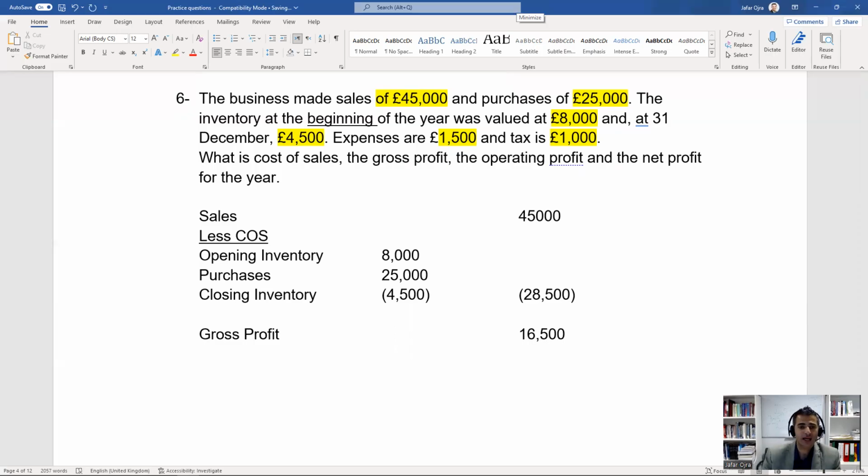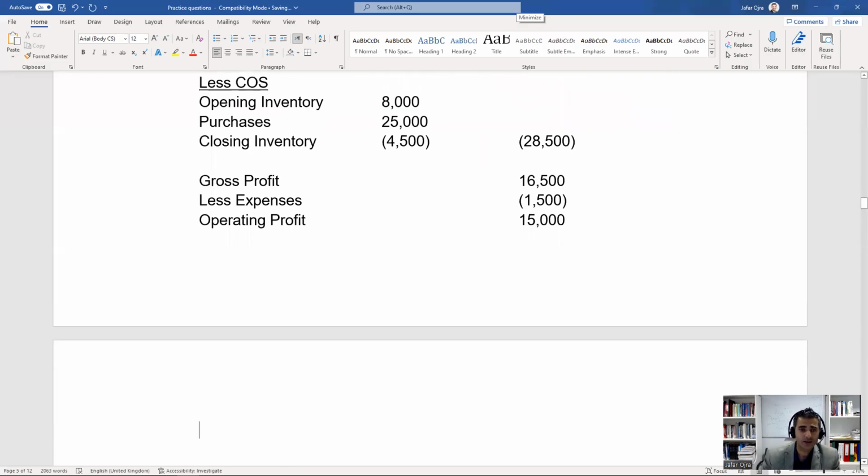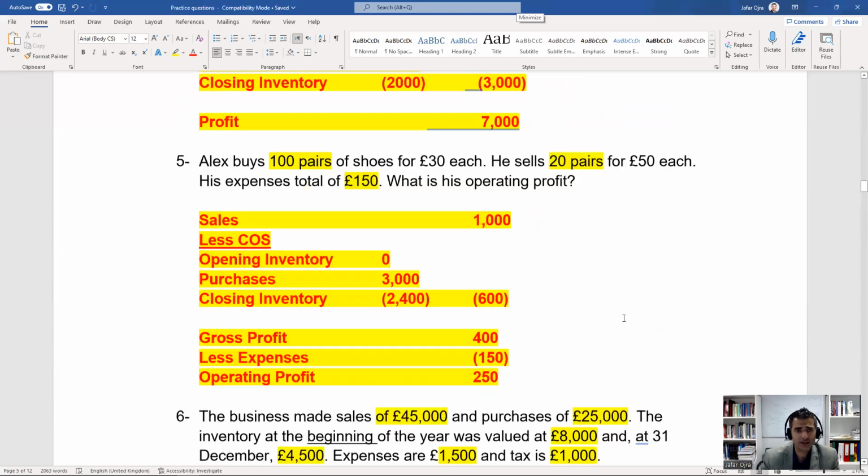So after the gross profit you calculated, we need to take off expenses in order to find out what we call the operating profit. If you look at the question, what do the expenses equal? Expenses equal 1,500. So minus 1,500 gives you the operating profit. That makes 16,500 minus 1,500, that makes £15,000. £15,000, that's the operating profit.